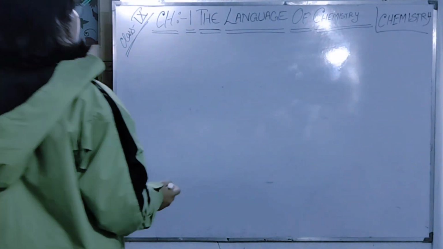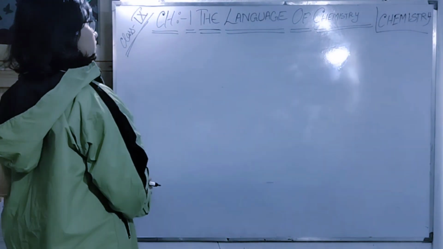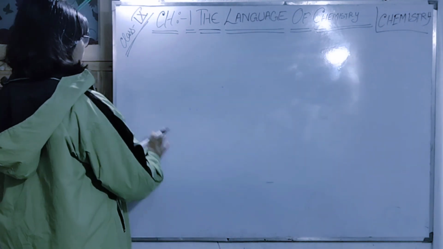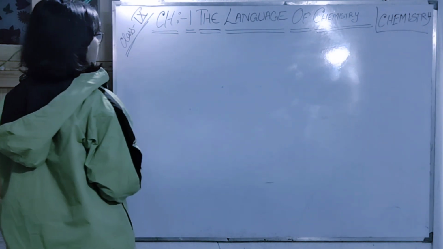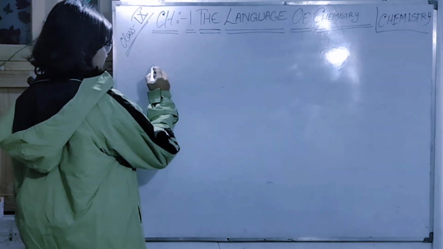Hello everyone. Today's subject is chemistry and the first chapter, the language of chemistry, class 9 for all CBSE and ICSE boards. So first we'll be knowing what are symbols.